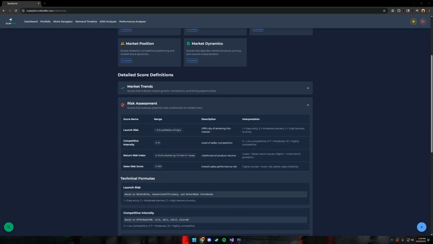Competitive intensity ranges from 3 to 10. A score of 3 means low competition. These are your golden opportunities. 5 to 7 is moderate competition, and 10 means highly competitive markets you should probably avoid as a beginner.